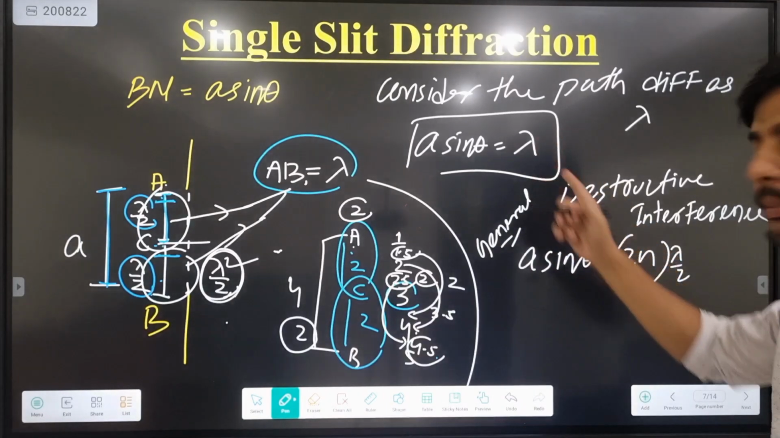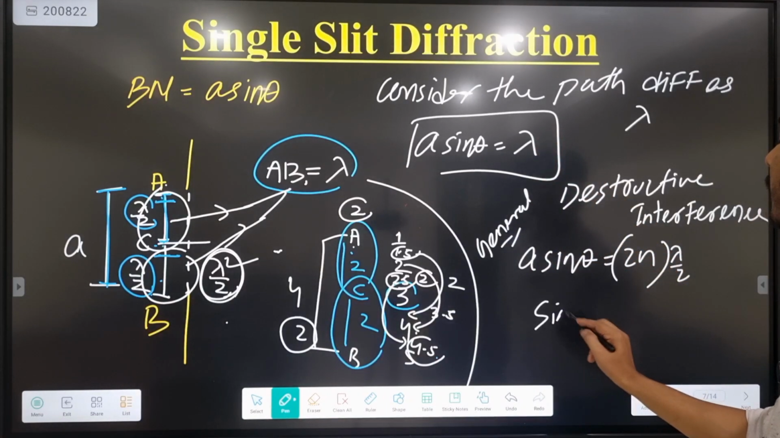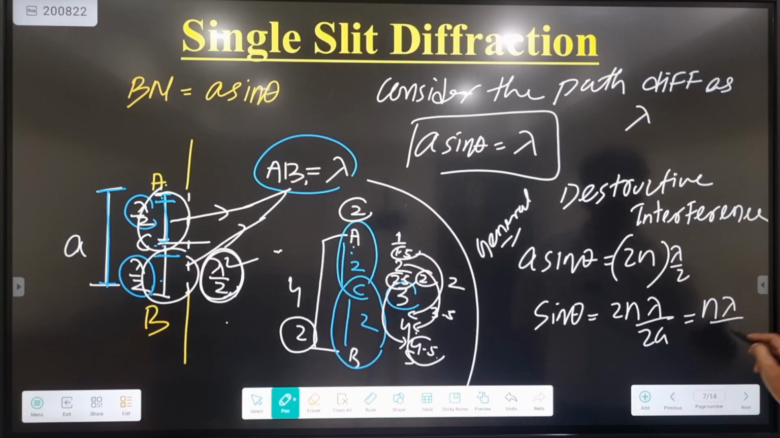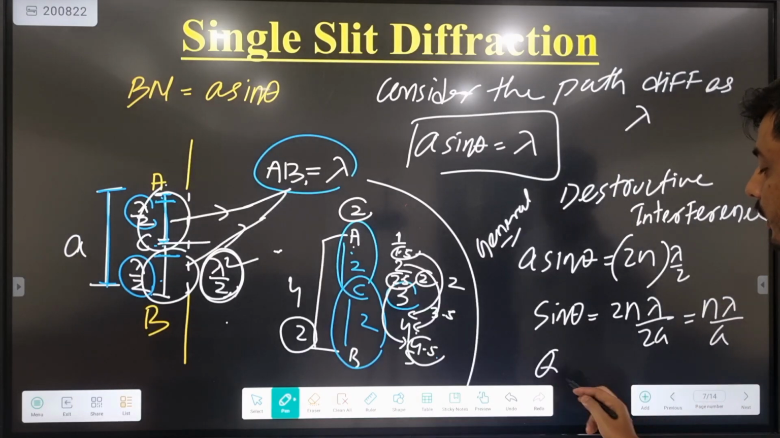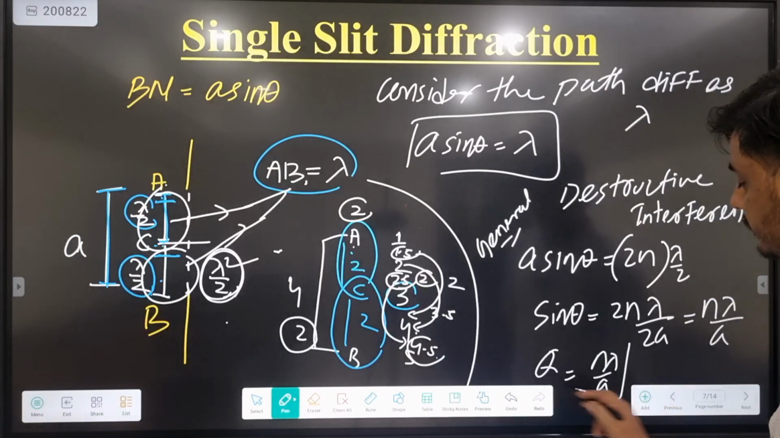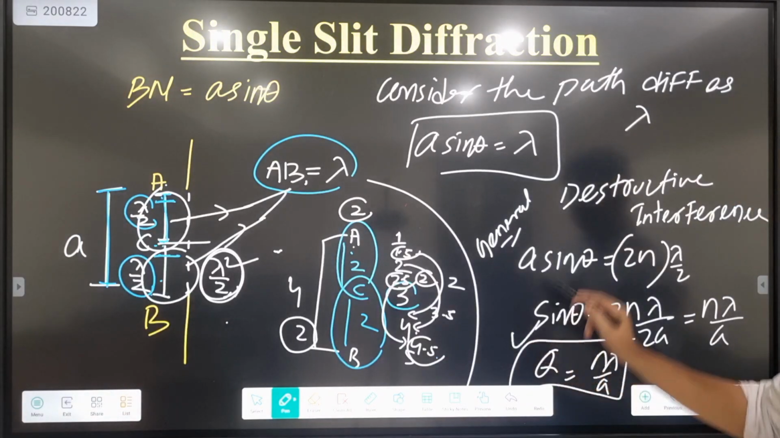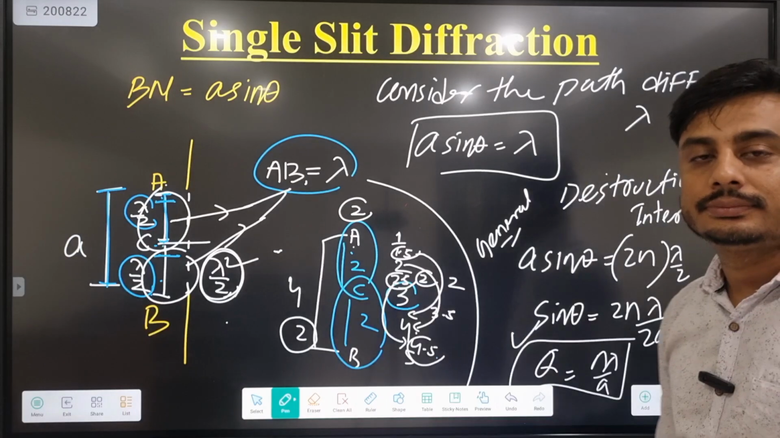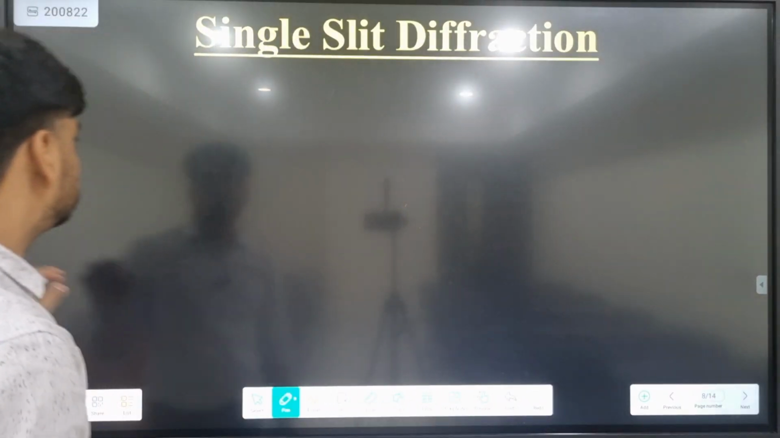Lambda, 2 lambda, 3 lambda, or sin theta equal to, we can directly write, 2n into lambda by 2a, or n lambda by a. For small angle, you can directly write theta equal to n lambda by a. This is the condition for destructive interference. Destructive interference condition is this one. Clear?